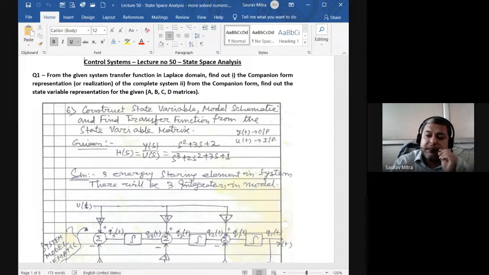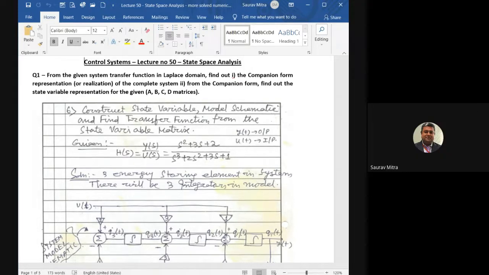So, system equation, differential equation. From there, find the transfer function in Laplace domain. From the Laplace domain transfer function, find the companion form, which is a realization or a schematic representation of the system given by the transfer function or by the differential equation. From that companion form, we could find the ABCD matrix. And when the ABCD matrix is found, from the ABCD matrix, we can again go back to the transfer function.